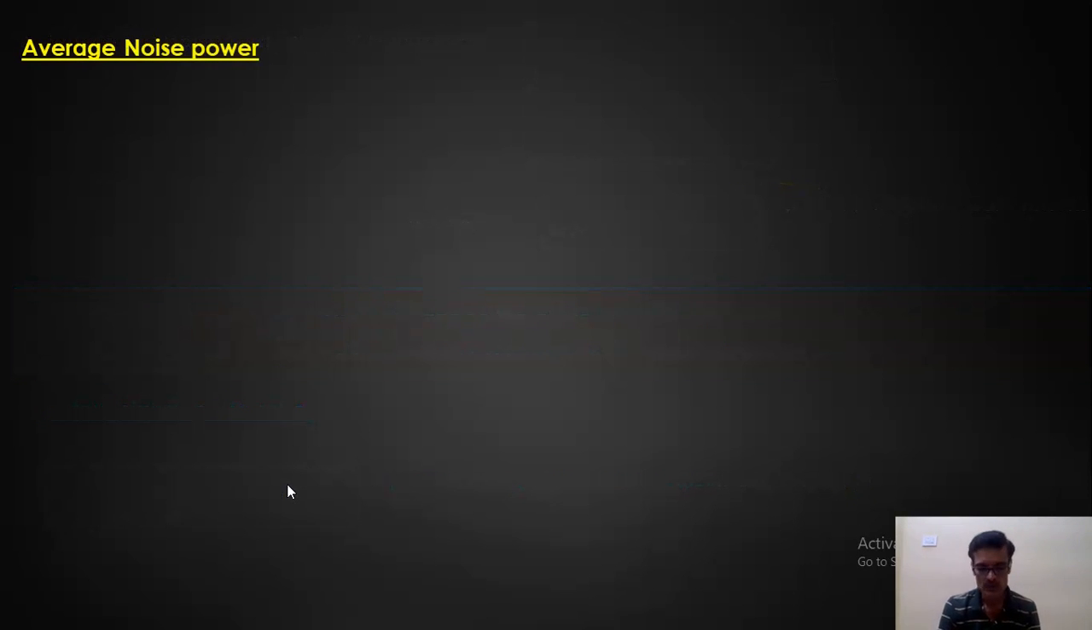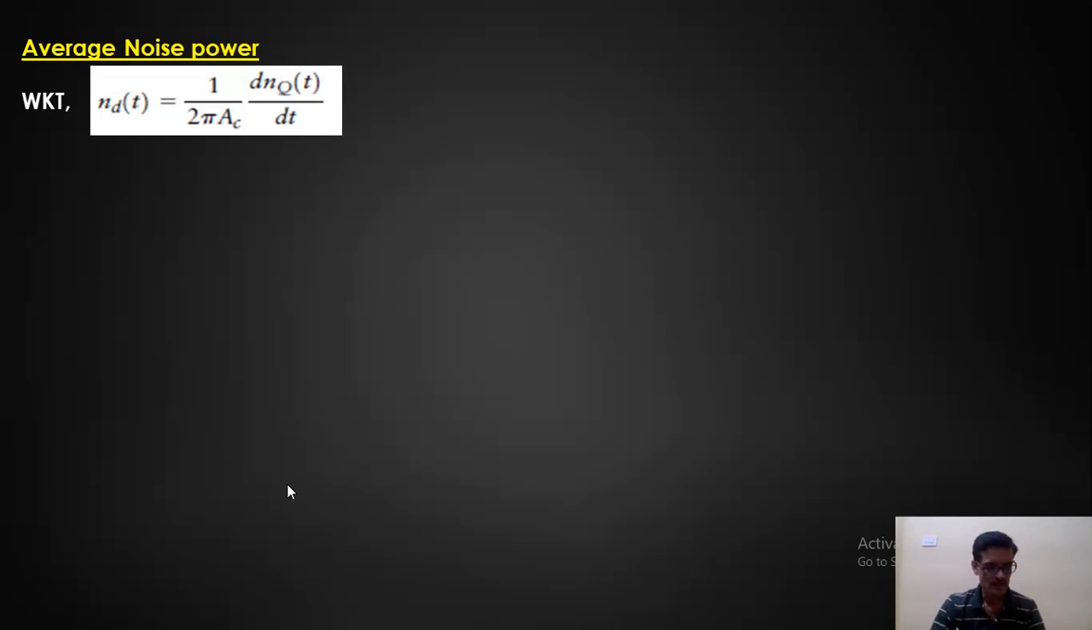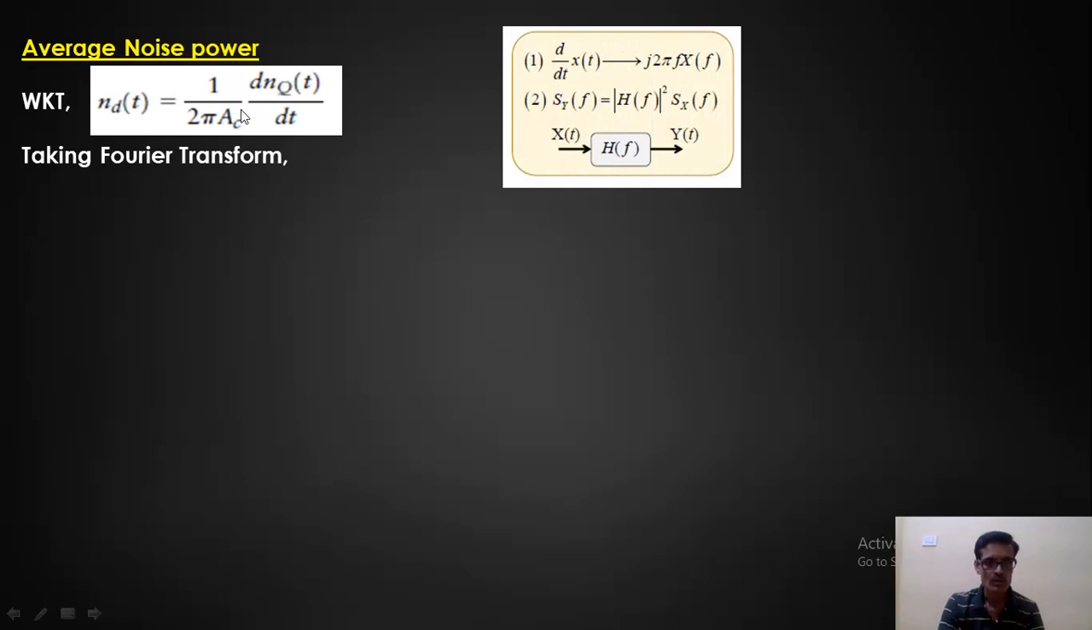Now, how to calculate the average noise power? We know that nd of t is nothing but 1 by 2 pi AC into d by dt of nq of t, right? So we have derived that equation. I take a Fourier transform of this equation on both sides. Now, what is the meaning of this? The Fourier transform of d by dt of x of t, for a particular signal x of t, is nothing but j 2 pi f times X of f.